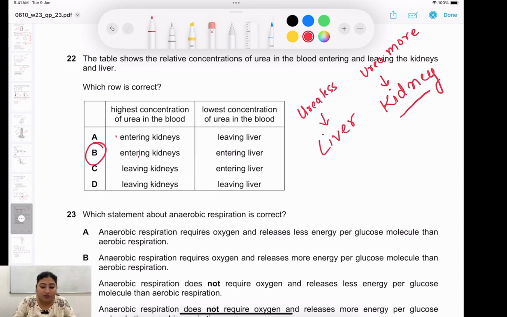Okay. The urea concentration is going to be higher when the blood is going to leave the liver. So it can't be A, and the suitable option is going to be B, because urea is produced in the liver. So the liver is going to produce urea, and it is going to secrete it into the blood. That blood will be carried to the kidneys and there it will be excreted out.